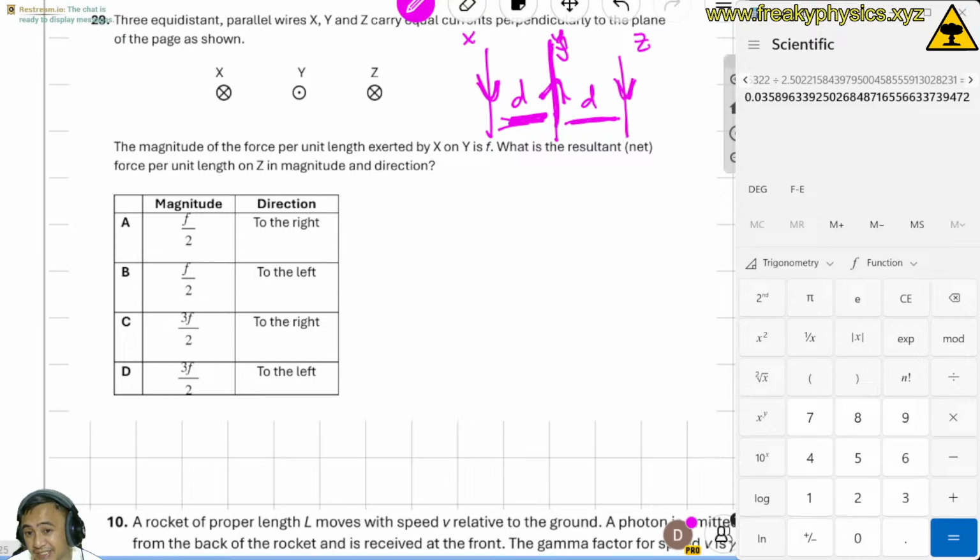Which wire is going to exert a bigger force? The closer wire or the farther wire? On Y. Okay, Y, right? Because it's closer. Okay. Now, this thing, I'm going to just tell you first, and then later, if you still don't know how I did it, I'll tell you.